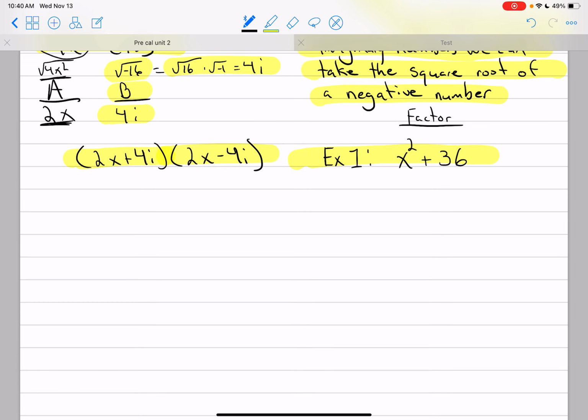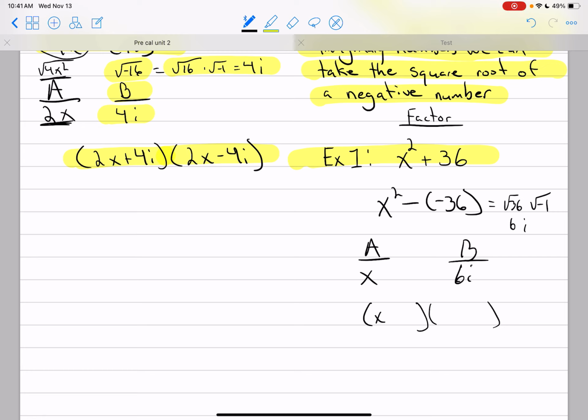Cool, you paused, you did it, you were like, oh, okay, I got this. So I'm going to rewrite it, x squared minus negative 36. Now I have a difference of two squares. I know that a is x and b is root of 36 times square root of negative 1, which is 6i. b is 6i. So now I just go, oh, I factor this. It's a plus b, x plus 6i times a minus b, x minus 6i. Done and done. Factored. Boom.